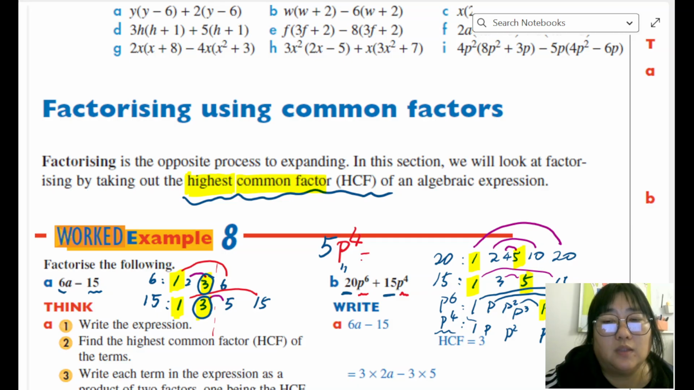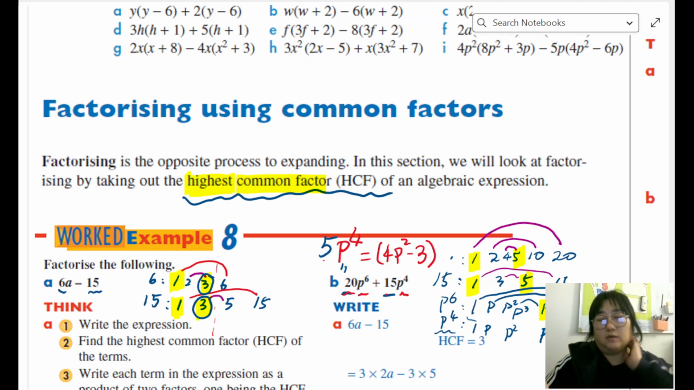Then what's left behind from the first one is 20 divided by 5, that is 4, and then p squared. And plus 15 divided by 5, that is 3, and p to the power 4 divided by p to the power 4, that is 1. Sorry, let me write it down clearly, so that is 3 here. Okay, so then you can do the factorize.